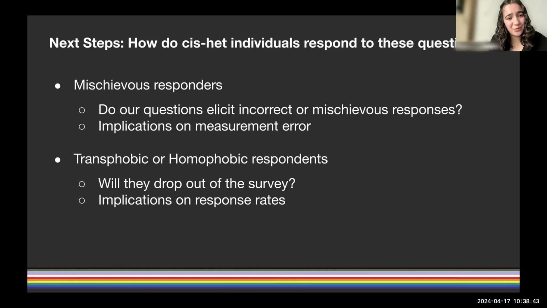This also goes in line with transphobic or homophobic responses. So will they drop out of the survey, or will they just, again, become mischievous responders? And then what are the implications on response rates? Are you going to get a drop-off in response rates from a cisgender heterosexual sample, or will they still maybe be annoyed but still complete the survey in a non-mischievous way? So these are the next questions that we have.